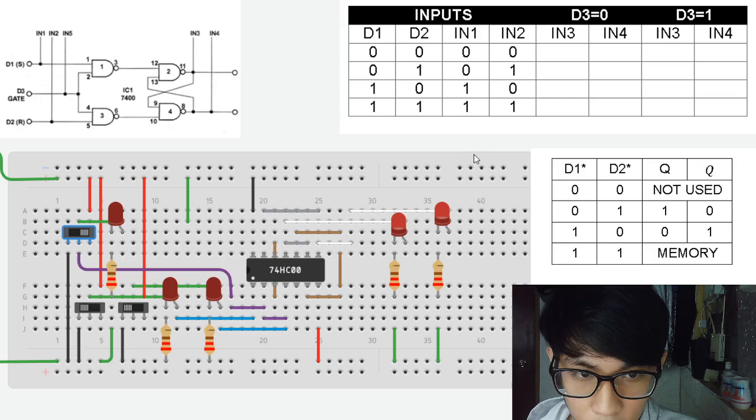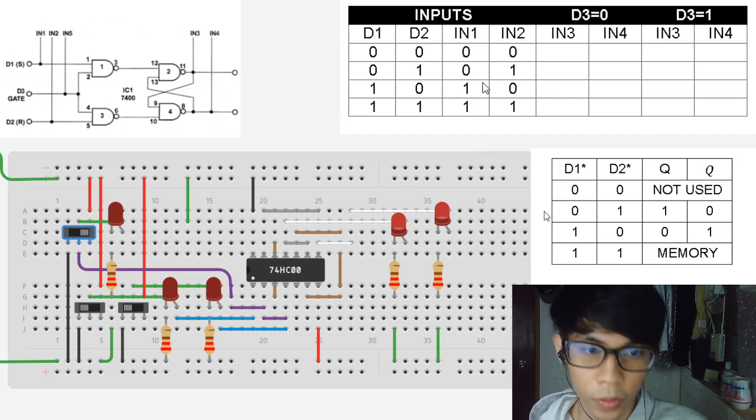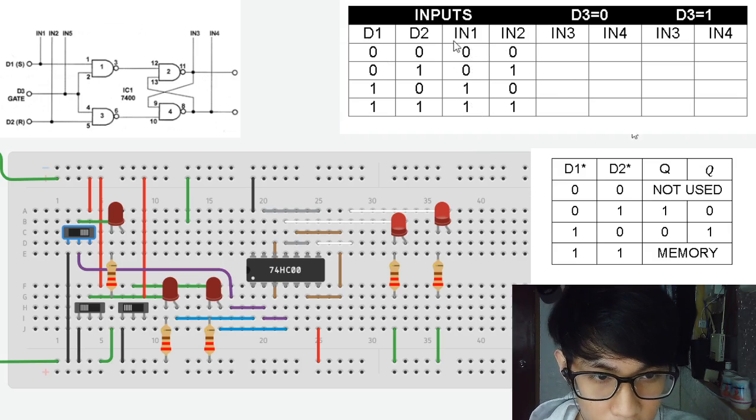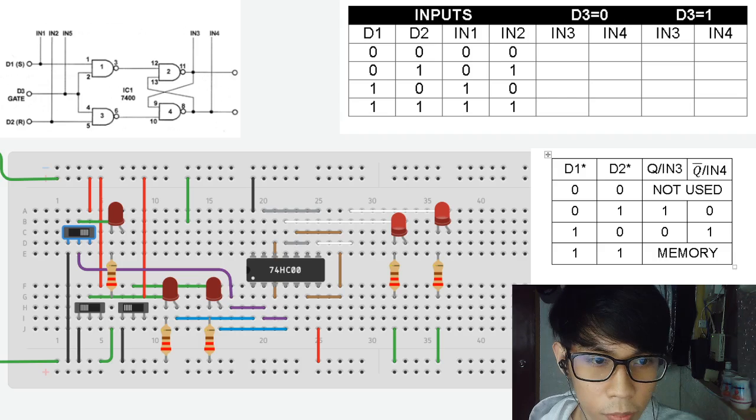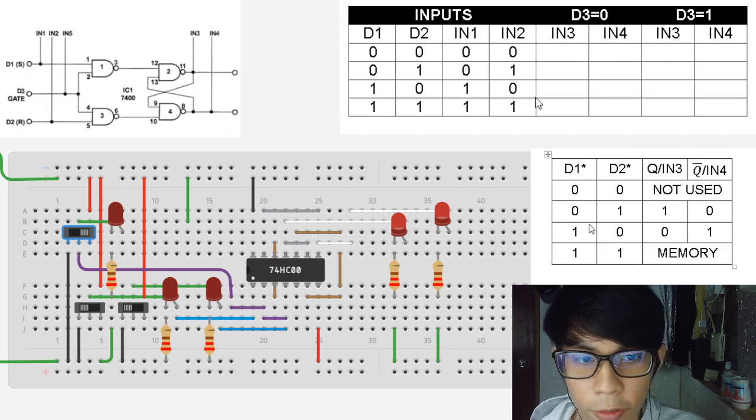Now, let us explain how we will find the truth table. First, we have here D1 star and D2 star. If both are 0, it is not used. If D1 star is 0, D2 star is 1, and 1, 0 for Q and Q naught. Here we can see that Q is equal to in 3 and Q naught is equal to in 4. Then if both of them are 1, it will be a memory.